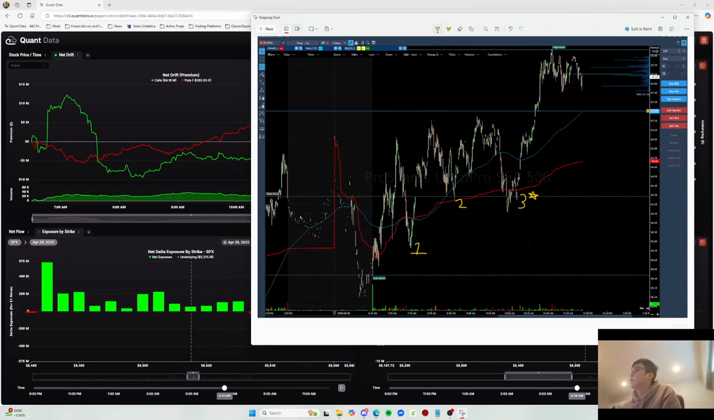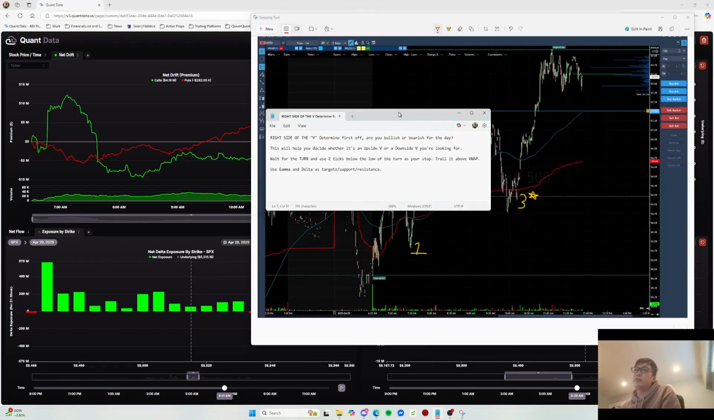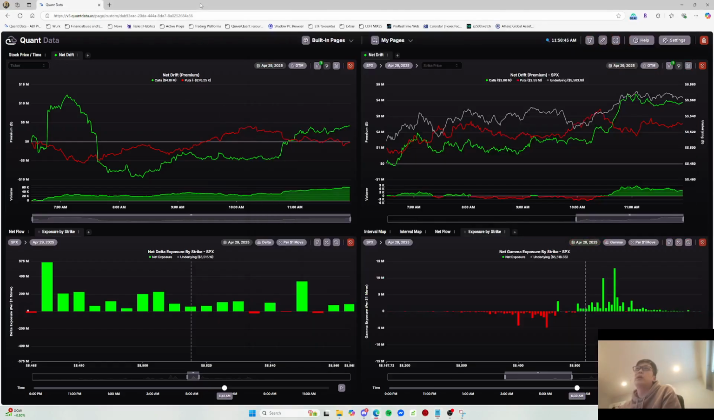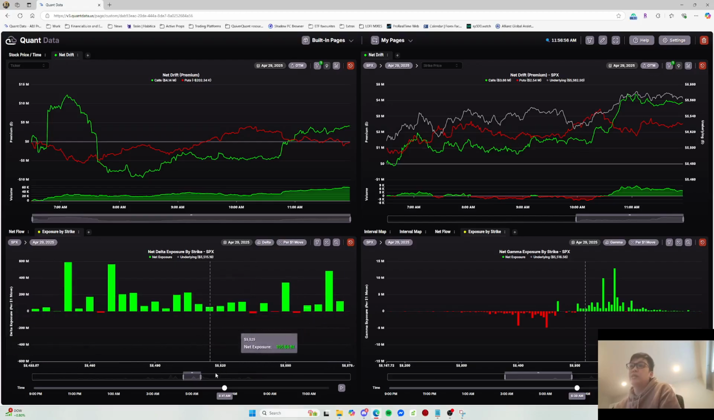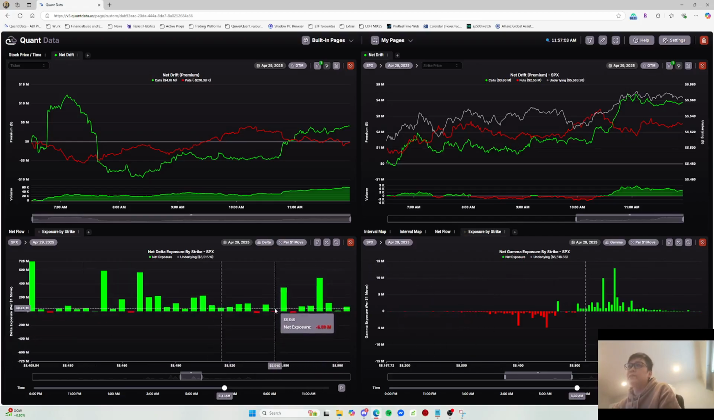So first of all, being on the right side of the V, are we bullish or bearish for the day? I can show you with quant data. I was admittedly bullish on the day. That's the sentiment for today, and not only that, looking out to May 2nd, which is Friday. You can look right here at the open. This is delta, and then I have gamma up here as well on the right side.